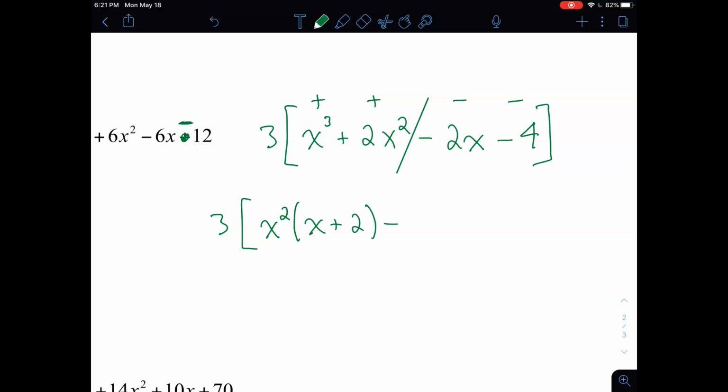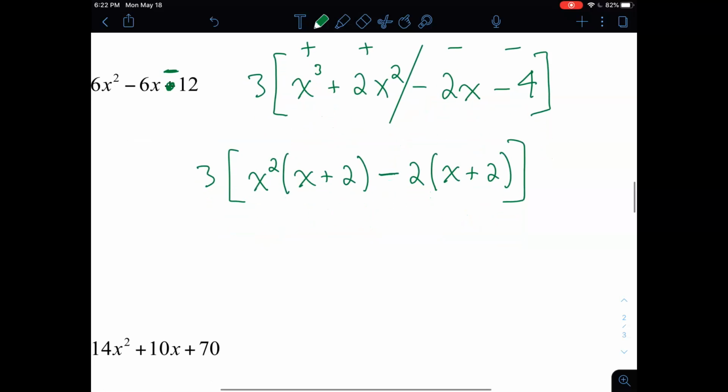Now, like I said, we're going to pull out a negative here because we want to change the signs, because the signs are not going to match up otherwise. And then what number goes into 2 and 4 nicely? 2. And if we divide negative 2x by negative 2, we're going to get x. And negative 4 divided by negative 2, we're going to get positive 2. Are we doing it right? We are.